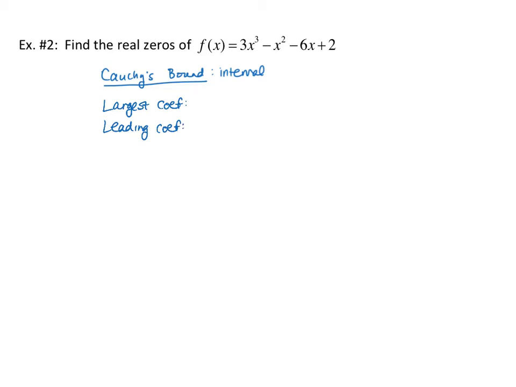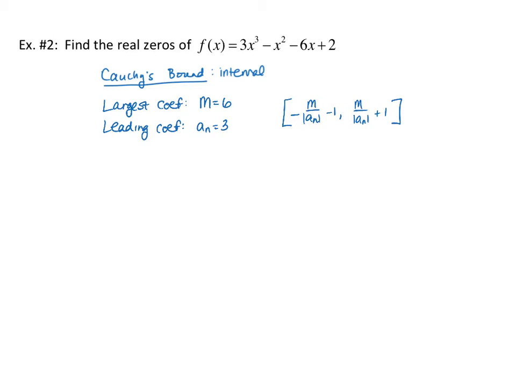Thinking in absolute value, the numbers we have to work with in our coefficients are 3, 1, 6, and 2. So the largest coefficient is 6, and we're going to call this m in our formula. The leading coefficient is the coefficient in front of the term that has the largest exponent. We call that a sub n, and in this case it's the 3 in front of the x cubed. The formula for Cauchy's bound is an interval with brackets: the opposite of m over a sub n, minus 1, and then m over a sub n, plus 1.